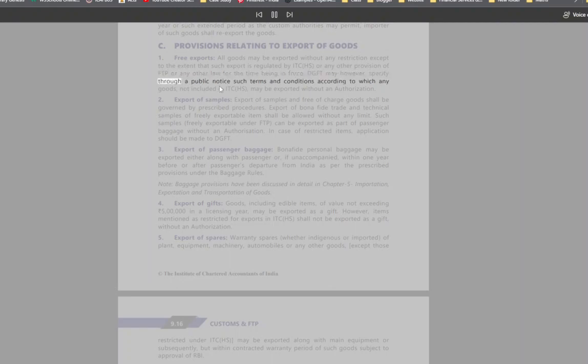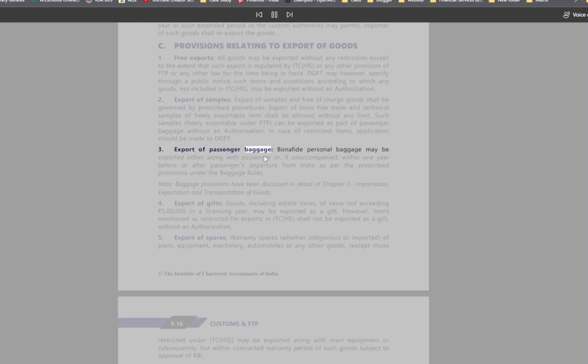DGFT may, however, specify through a public notice such terms and conditions according to which any goods, not included in ITC, HS, may be exported without an authorization. 2. Export of samples. Export of samples and free of charge goods shall be governed by prescribed procedures. Export of bona fide trade and technical samples of freely exportable item shall be allowed without any limit. Such samples, freely exportable under FTP, can be exported as part of passenger baggage without an authorization. In case of restricted items, application should be made to DGFT.